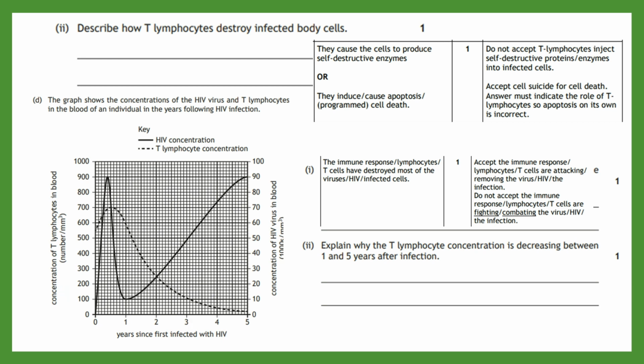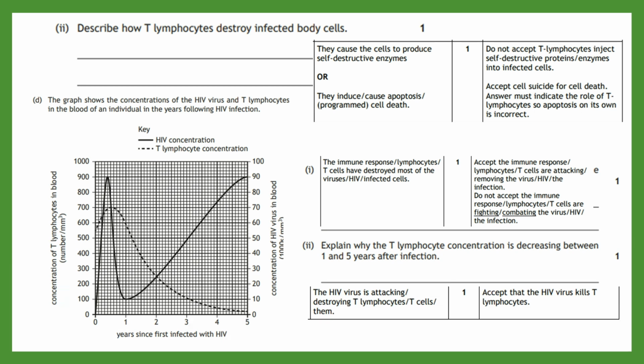So part 2, explain why the T lymphocyte concentration is decreasing between 1 and 5 years after infection. This is almost the flip side to the answer above. This is where the HIV is attacking or destroying the T lymphocytes. Initially these cells will be destroying the virus as they would in any other infectious disease, but because HIV specifically targets the T lymphocytes, it will destroy them, leading to that decrease in the years following the infection.